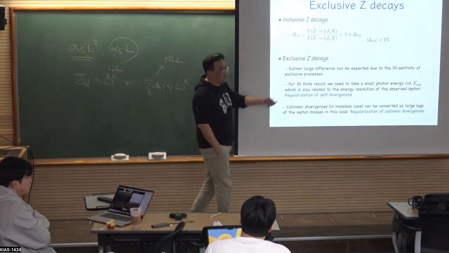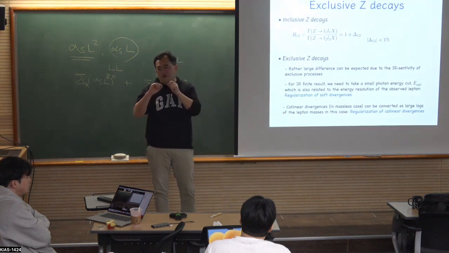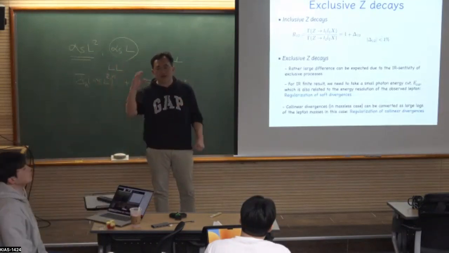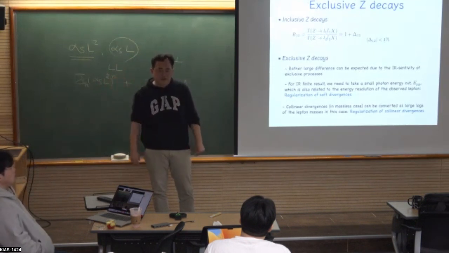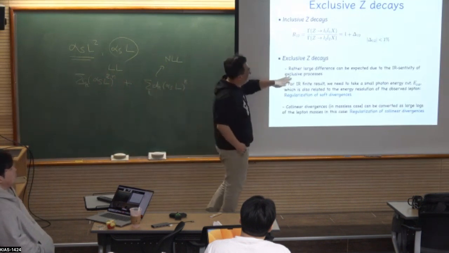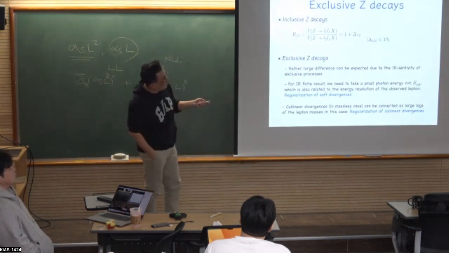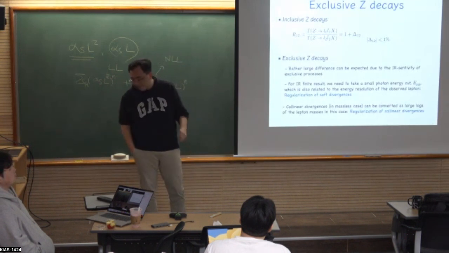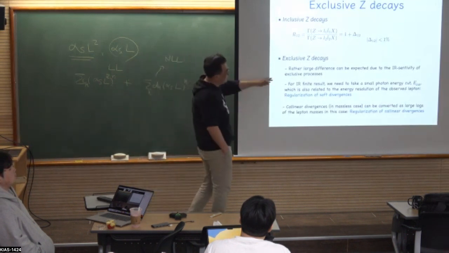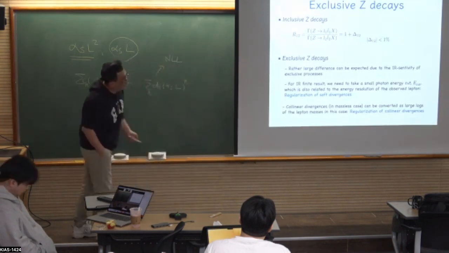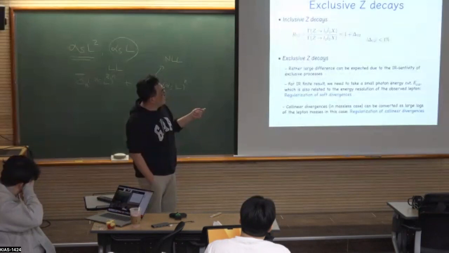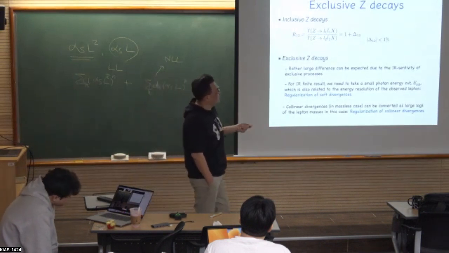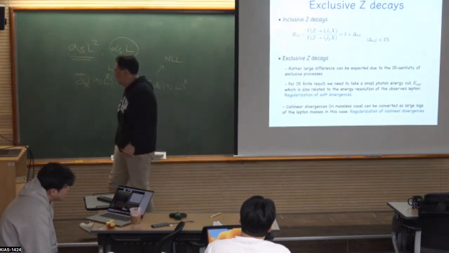However, in exclusive Z decay, for example Z decay to just a lepton pair, we place a severe constraint on the emitted photon radiation. In this case, a rather large difference can be expected due to the IR sensitivity of this exclusive process. For an infrared finite result, we need to take a small photon energy cut, E cut, like in exclusive heavy pair production.